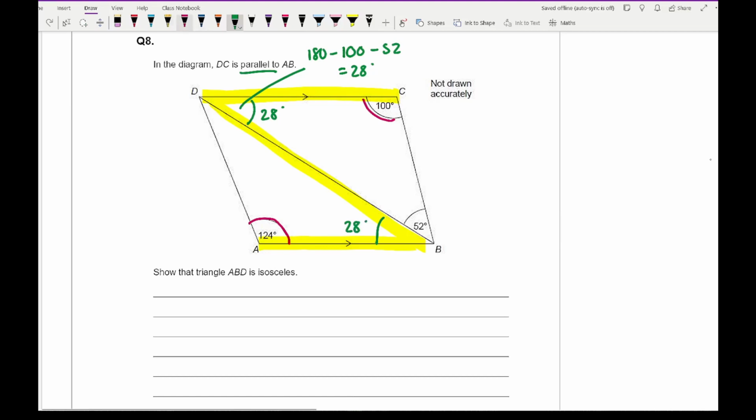And then from this, I can then work out what this angle here is going to be, because again, I could do 180, take away 28, take away 124. And if I work all of that out, I get an answer of 28 degrees. Now, going back to the question, it says show that ABD is an isosceles triangle. So ABD is this triangle here.